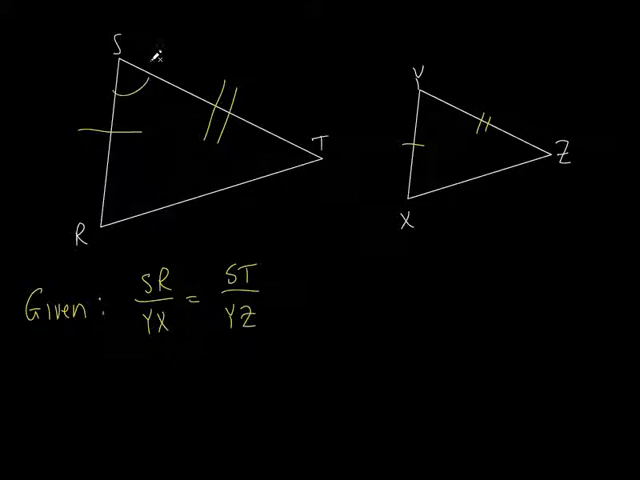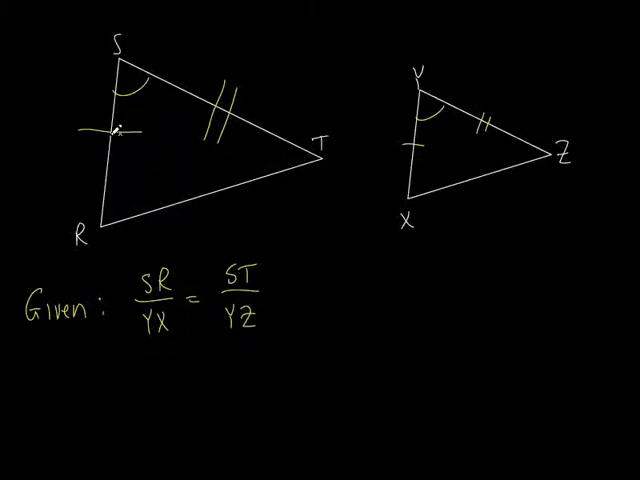They just give you one angle. They say that angle S is equal to angle Y. So if this angle is equal to this one, and it's between the two proportional sides. Do you see it? Between these two sides, that's where the angle is. It's not down here, it's not over here, it's between the two pairs of sides that I said were in proportion.